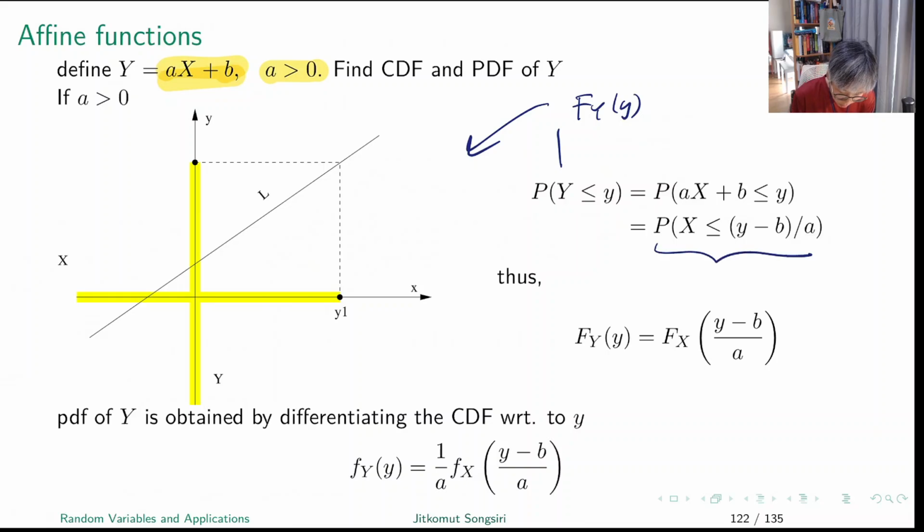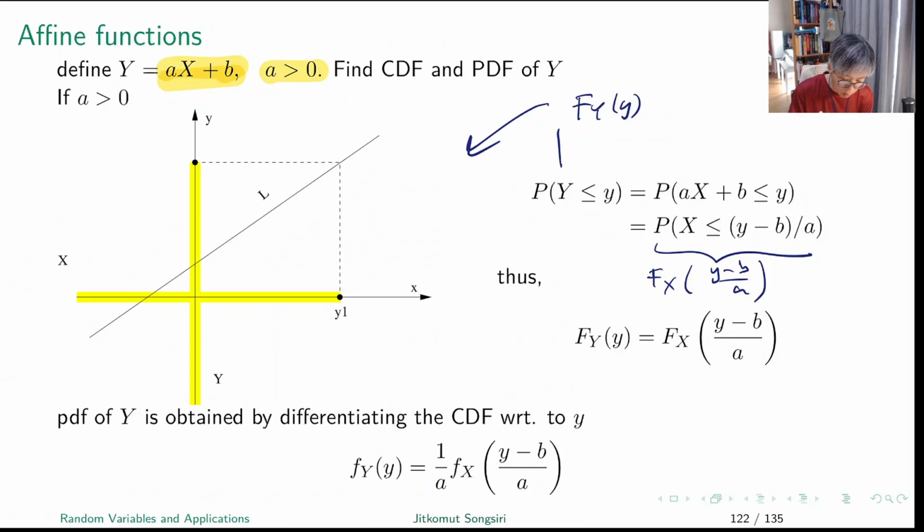This is actually the CDF of x at (y minus b) over a, because this is just a dummy variable. By the definition of CDF, this is the CDF of x at this value. Now what you get is the CDF of y expressed by the CDF of x, but the dummy variable is now in terms of y. In order to get the PDF, we can simply take the derivative with respect to y.